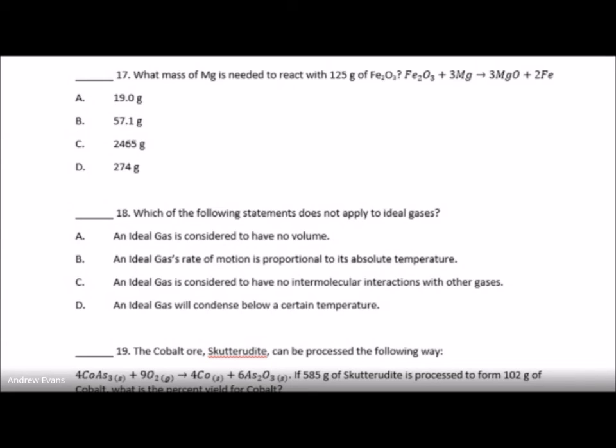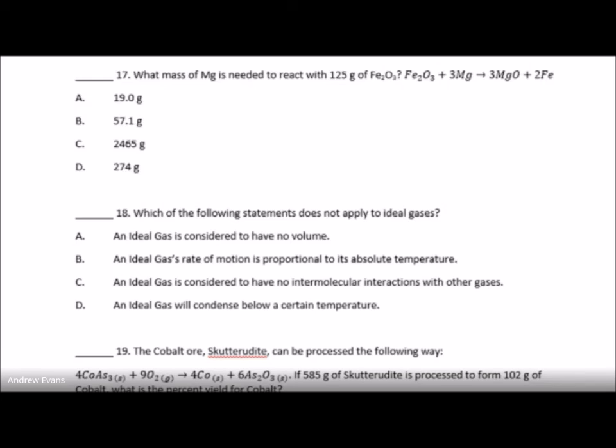18. Which of the following statements does not apply to ideal gases? An ideal gas is considered to have no volume. An ideal gas's rate of motion is proportional to its absolute temperature. An ideal gas is considered to have no intermolecular attractions with other gases. And an ideal gas will condense below a certain temperature. So the correct answer is D.